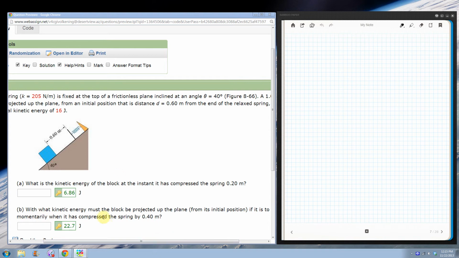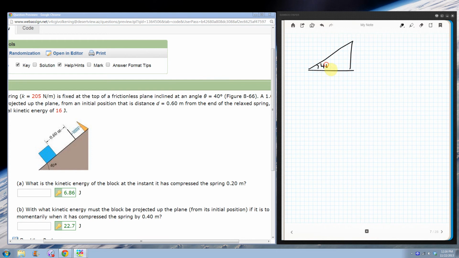Now, I want to know what kinetic energy it must have started with. So basically, I'm asking, how much energy did the block have to start with in order to get up here, compress the spring 0.4 meters, and stop? Okay. So I'm basically asking for the total energy, because the total energy is the kinetic energy at the beginning. So let's find out how much total energy it has when it is compressing the spring by 0.4 meters. So, I know I'm going to need the height, so I'm going to go ahead and find that first, just because.